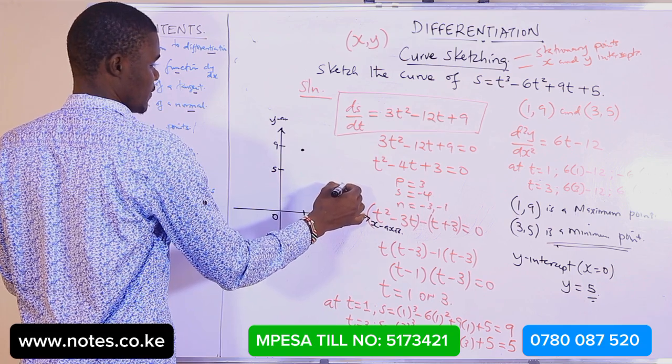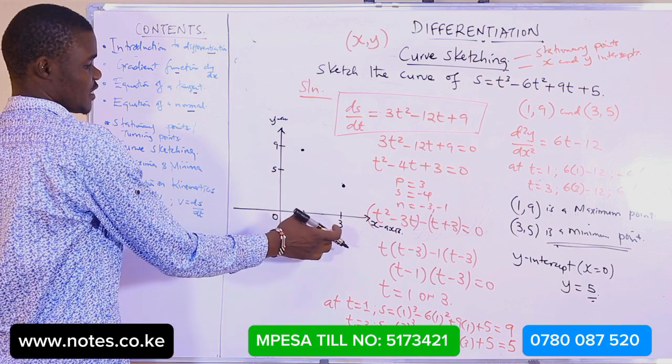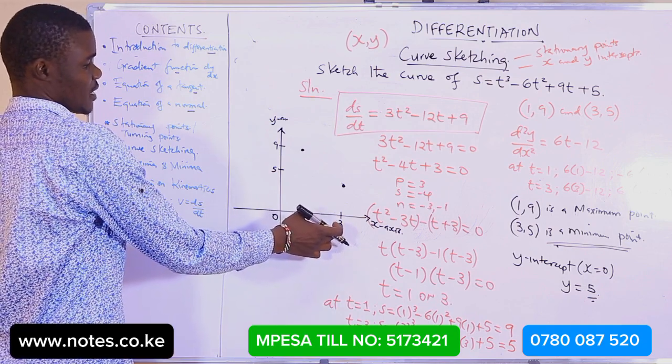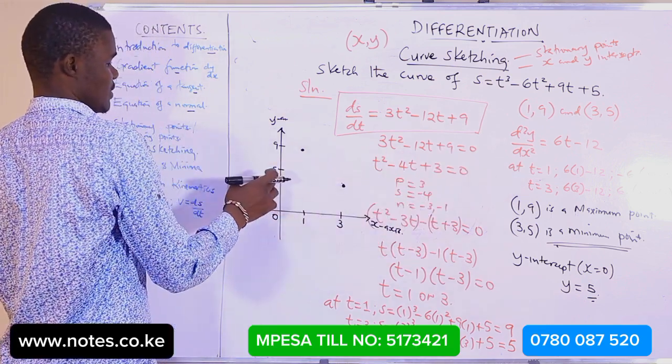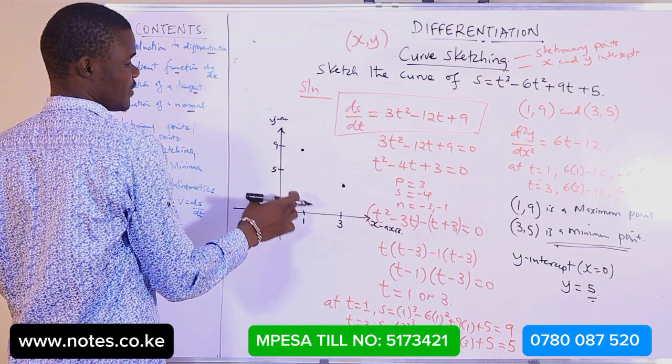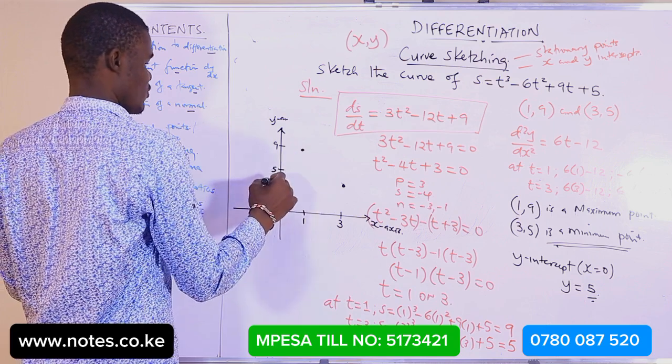Good. You mark it. So we've indicated the intercepts, and we also indicated the maximum and minimum, and then the y-intercept is here. Then we know that at 1, 9, it is a maximum. So our curve will move like this.